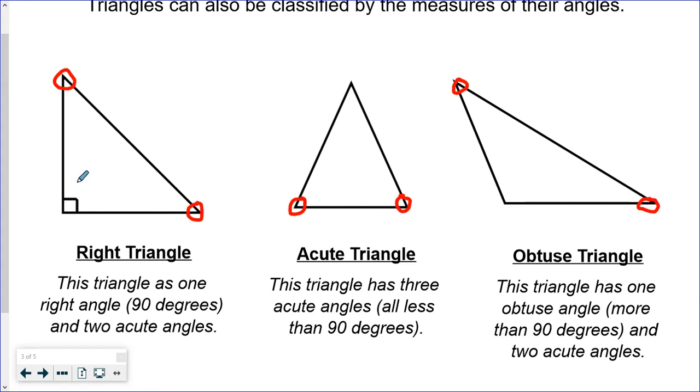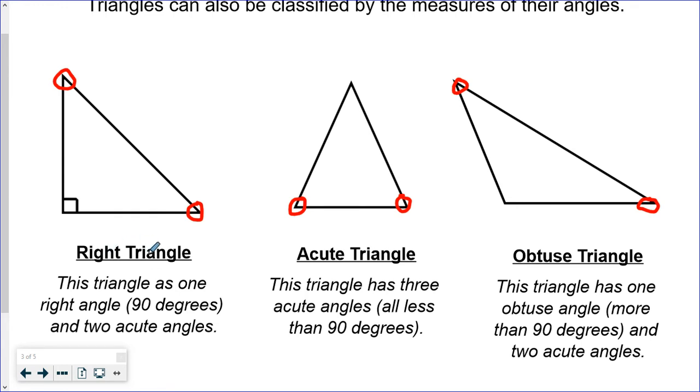And you've noticed this right here. Have you ever seen this shape right here where it kind of goes down like this? And sometimes you'll even see this little square here. This means that this angle right here is a right angle. We might have talked about that earlier this year. We're definitely going to talk more about it next year too. This is a right angle. And since this triangle has a right angle, only one, we're going to call this a right triangle.